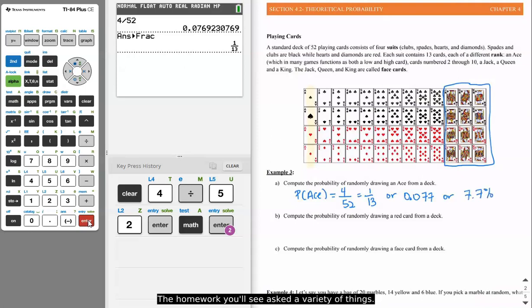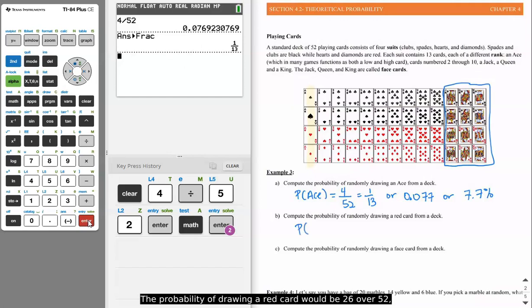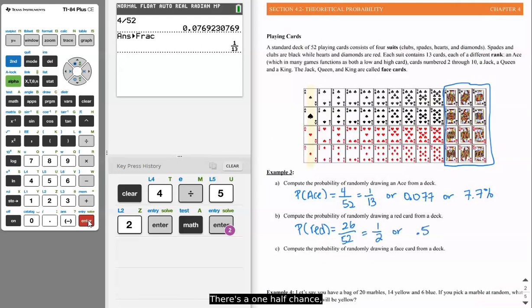So the homework asks a variety of things. It'll ask for reduced fraction, decimal, or even percent notation. Let's look at B. B says compute the probability of randomly drawing a red card from a deck. Half are red, half are black. So there's 26 red cards, 26 black cards. So the probability of drawing a red card would be 26 over 52, which is 1/2 or 0.5. There's a 50-50 chance of choosing a red or a black card in a standard deck of cards.